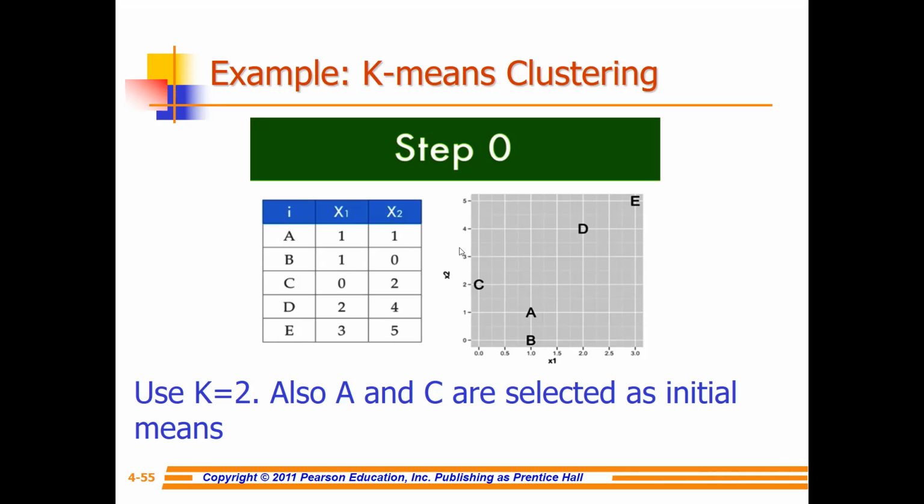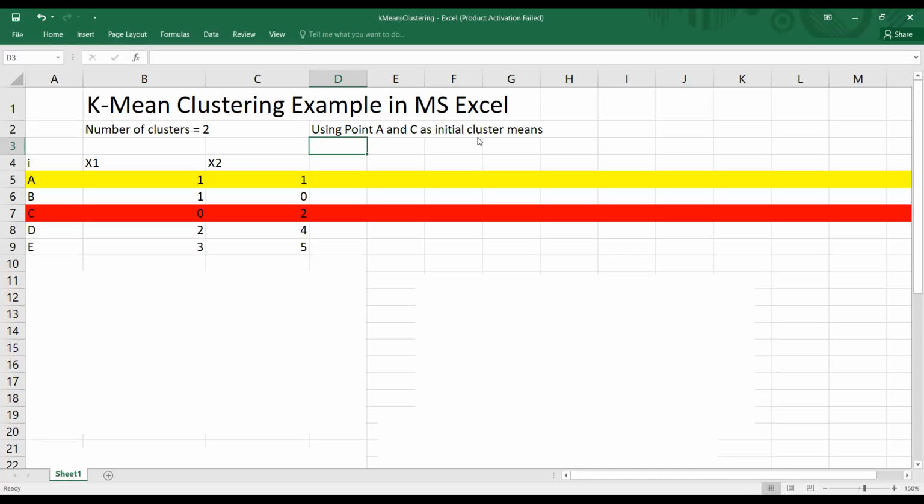Then we will reallocate the points. Each point will be allocated to either cluster 1 or cluster number 2. So this procedure will be implemented in Microsoft Excel. You can see this data set. The number of clusters is 2, using A and C as the initial cluster means. A is highlighted by the yellow strip and C is highlighted by the red strip. These are the two initial cluster means. And now we will calculate the distances, starting with the distance of A from point A.